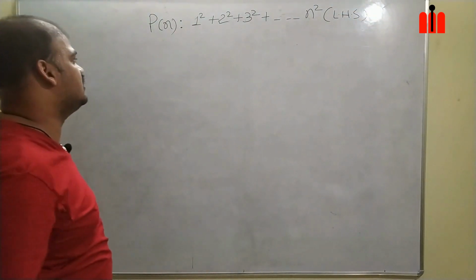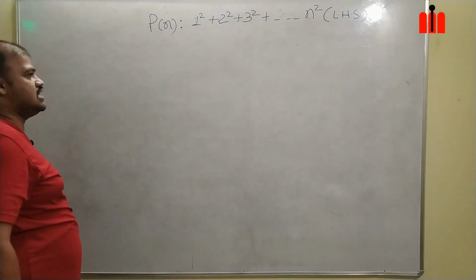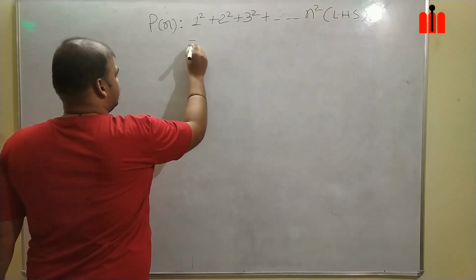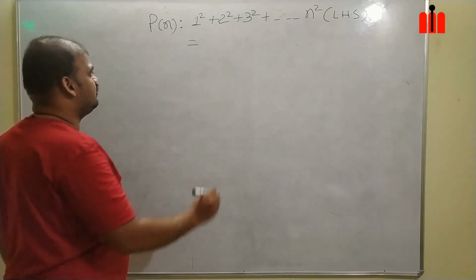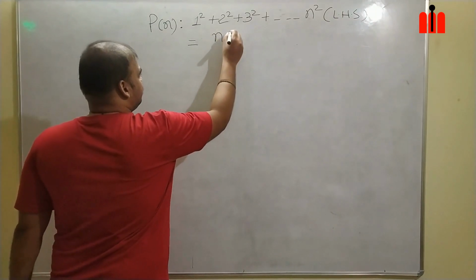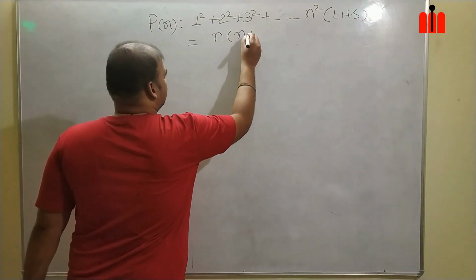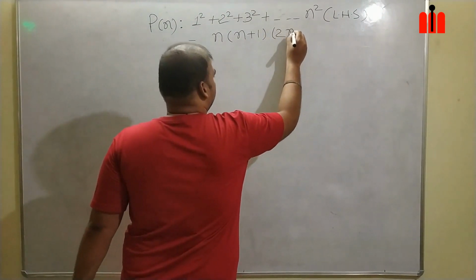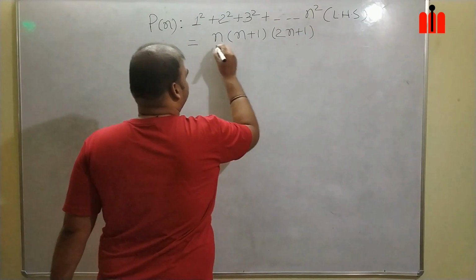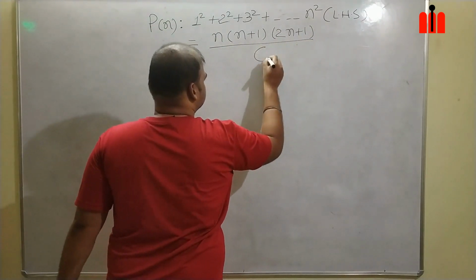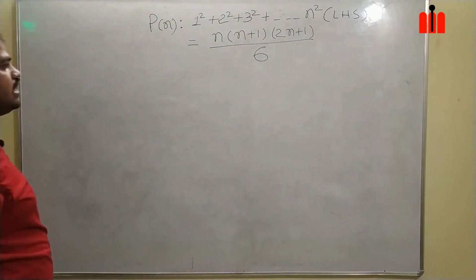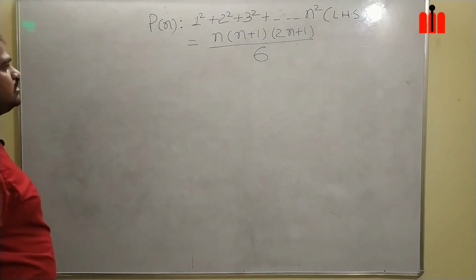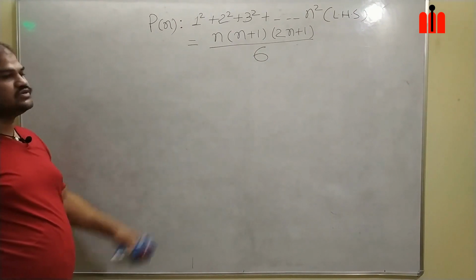Okay, if you are having any doubt, please go through my basic class to understand what we are doing with LHS and RHS. This will be equal to, I have to show that it will be n into n plus 1 into 2n plus 1 by 6. So this is what we have to prove.